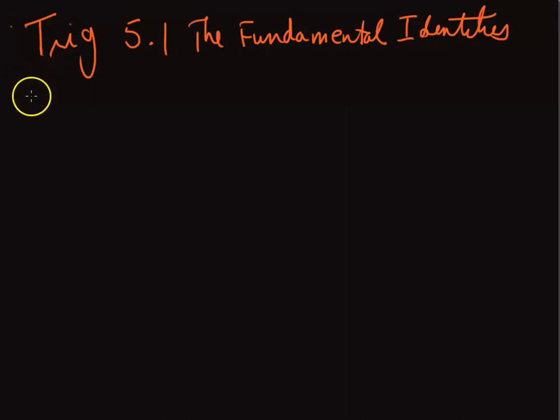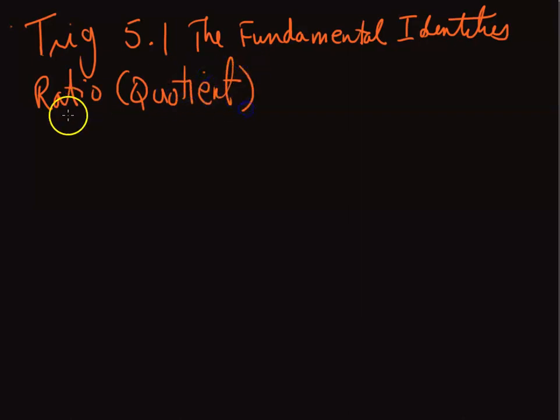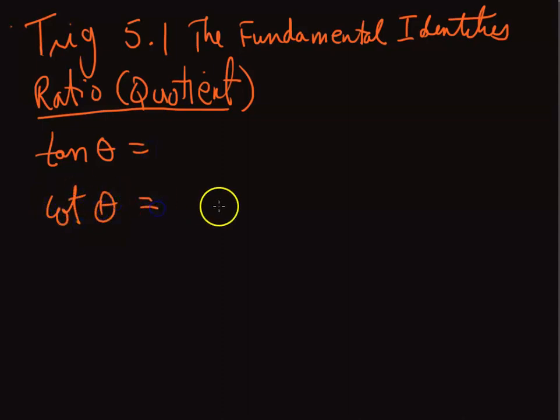You already know the ratio or the quotient identities. Let's see, that's when the tangent of theta equals and the cotangent of theta equals. Let's not fill these in yet. Let's see if we can figure them out.